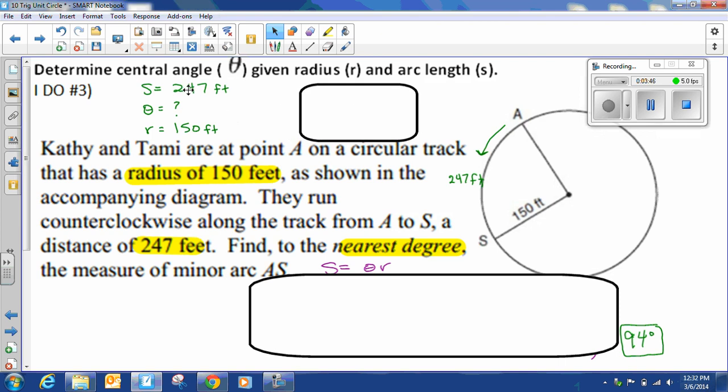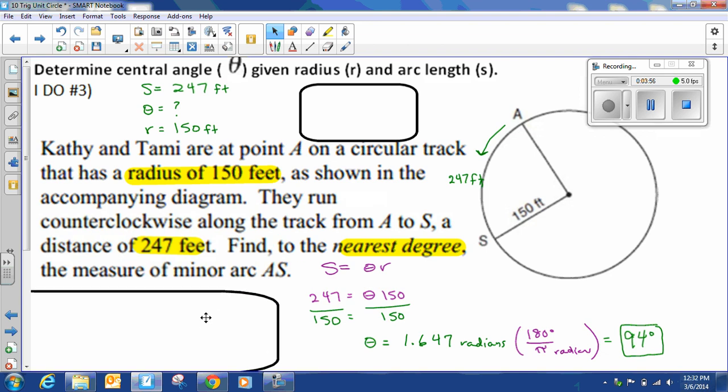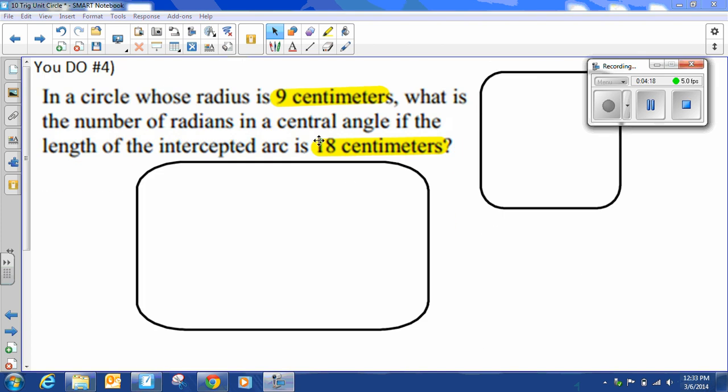So here's the given information. S equals 247. Theta is what we're trying to find this time. And the radius is 150 feet. Putting all this into our formula, we get 247 equals theta times 150. Divide both sides by 150, and we end up with 1.647 radians. Remember, they asked for degrees, so we have to convert this back to degrees, and the nearest degree would be 94 degrees.